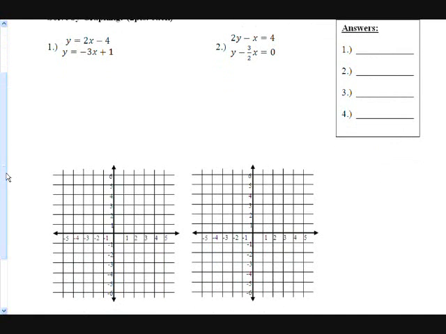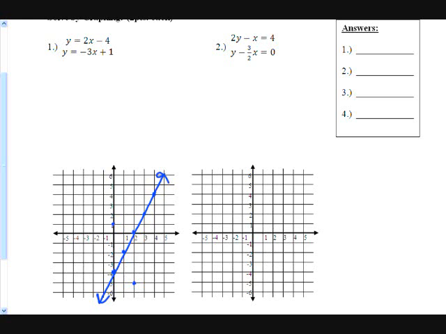When I look at these, each of these is already in slope-intercept form. The first one has a y-intercept of -4 and a slope of 2, so I go up 2 over 1, and I draw the best line that I can. It's important to try to be accurate with these. The second line has a y-intercept of 1 and a slope of -3, so I go down 3 over 1. Once again, I draw the best line that I can.